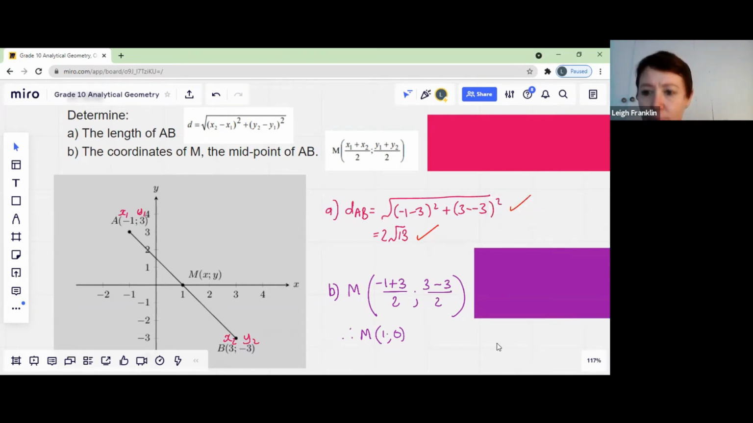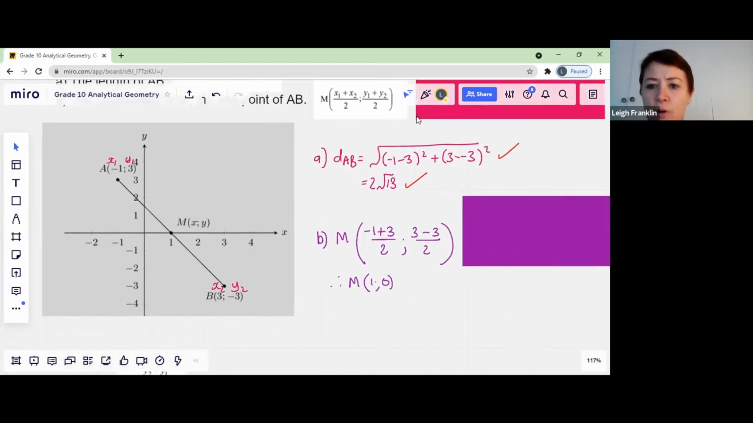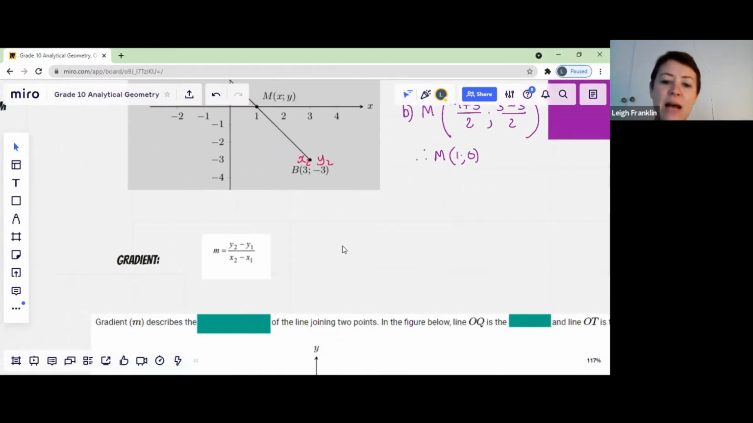I promise. Okay, so let's jump in and go and talk about gradient. Let me just move my screen up. Okay, so up till now, we've spoken about the distance formula and how we would use it to calculate the length of a line on the Cartesian plane using 2 pairs of coordinates. We've also spoken about how we could use a pair of coordinates and the length of the line to calculate a missing coordinate. And we did the same thing with midpoint last week. We used 2 pairs of coordinates to work out the midpoint of a line, and then also, knowing what the midpoint was, we worked backwards to one of the endpoints. We can do exactly the same thing with gradient.